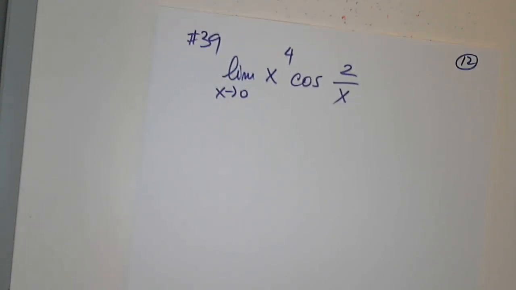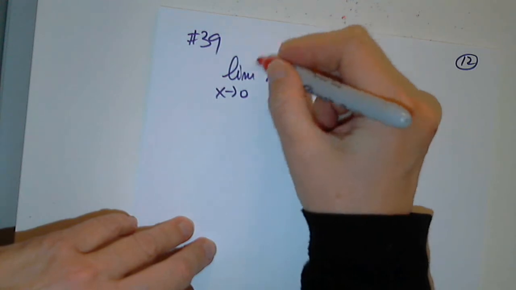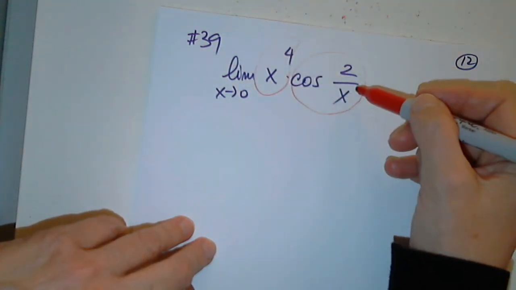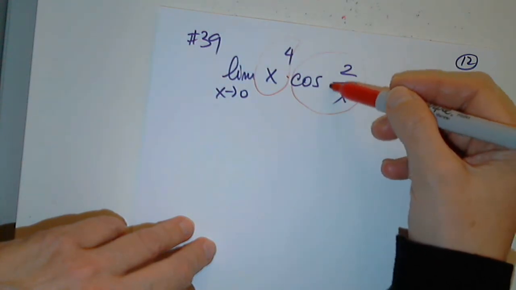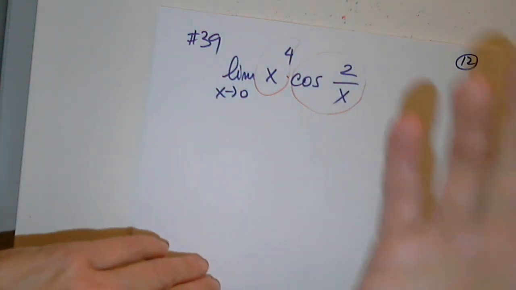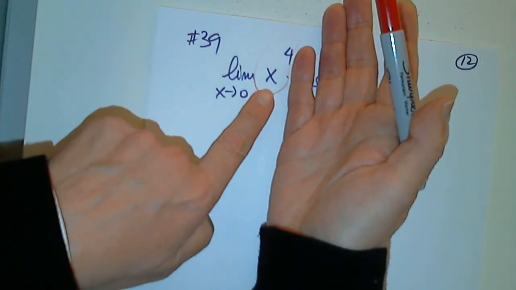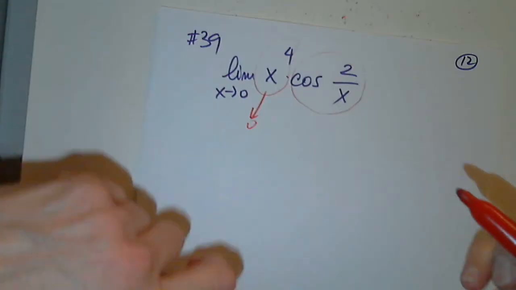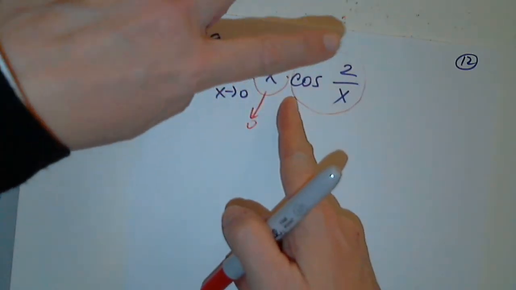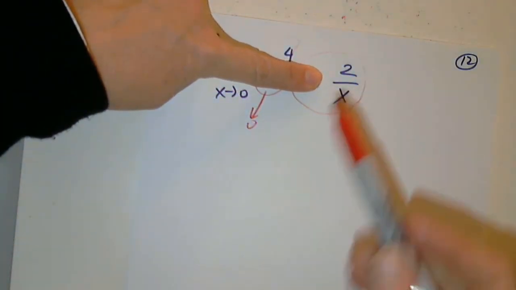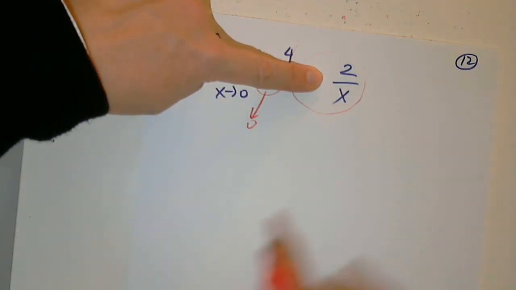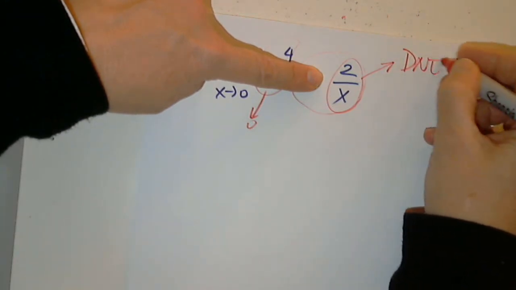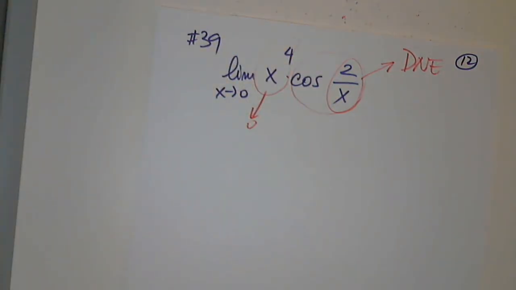So this is a product of two functions. This is one function and this is the other. Of course, this one is a function composition because it has another function inside it. So let's start with this. When x approaches 0, where does that go? Very good. I have to start from the inside of function cosine. When x approaches 0, where does 2 over x go? Exactly.